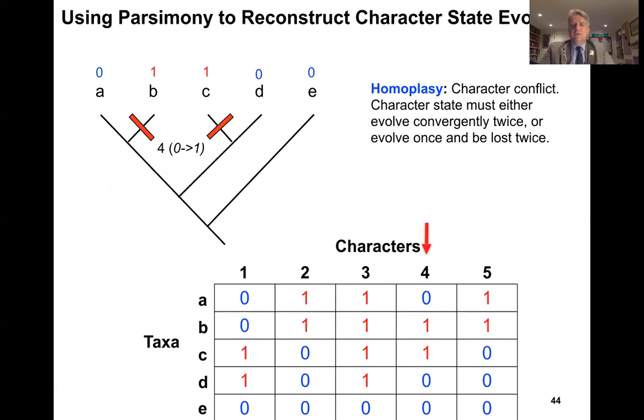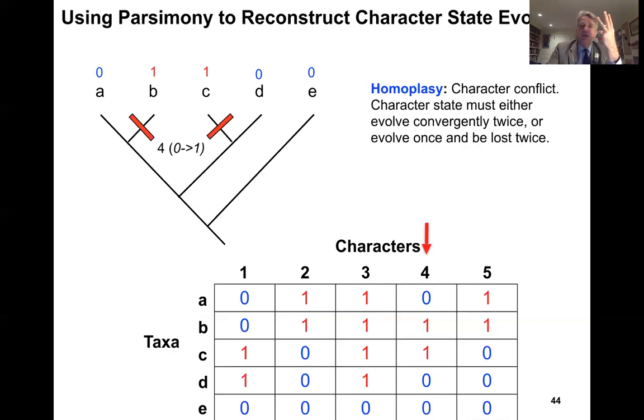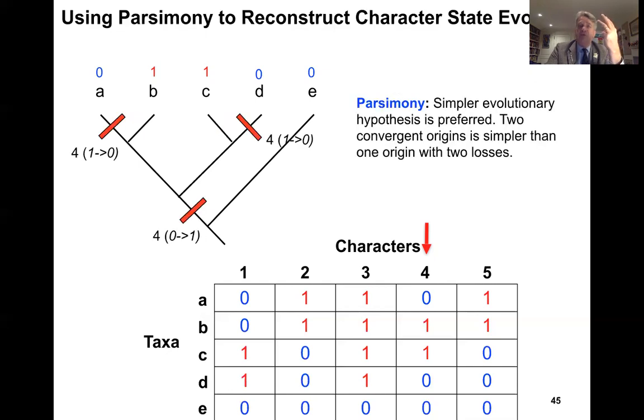Now, character 4, interestingly, on this tree, basically has some conflict. The character state must either evolve convergently twice, that is along the lineage leading to B and the lineage leading to C, or evolve once and be lost twice. So here, if it evolves twice, that's 2 steps. Here, if we say it evolved once and was lost twice, that's 3 steps. Therefore, we prefer the optimization where it evolved twice, as opposed to having 3 evolutionary steps where it evolved once and was lost twice, okay?